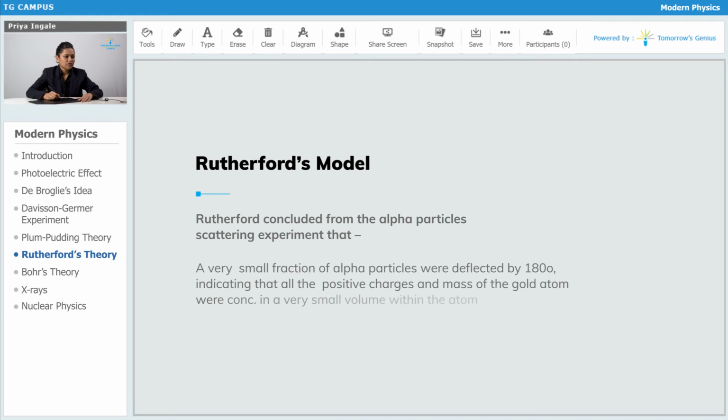Then a very small fraction of alpha particles deflected by 180 degrees, indicating that all the positive charge and mass of the gold atom were concentrated in a very small volume within the atom, like I have just shown you. This is the very small space where the whole positive charge is concentrated. When an alpha particle goes like this, there is a heavy mass of positive charge, so it will be deflected by 180 degrees. Because of that 180 degree deflection, we have concluded this.